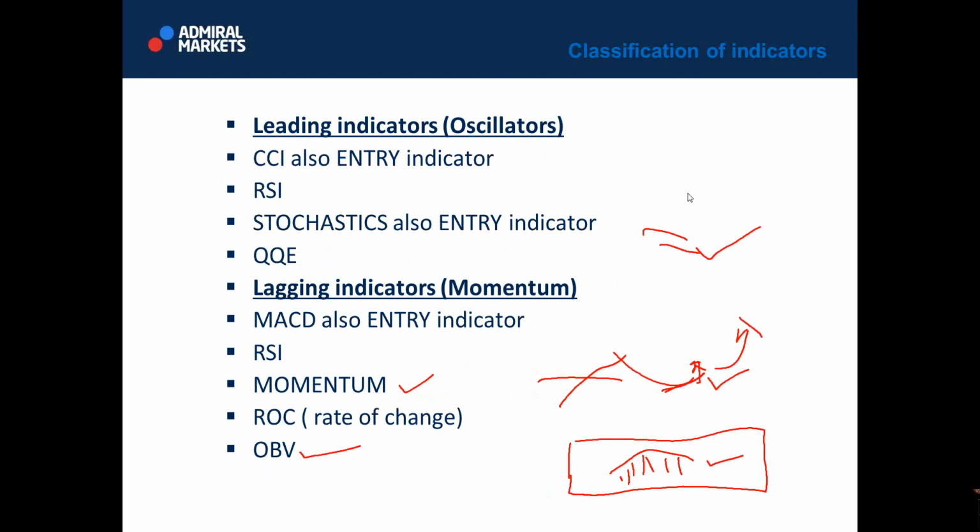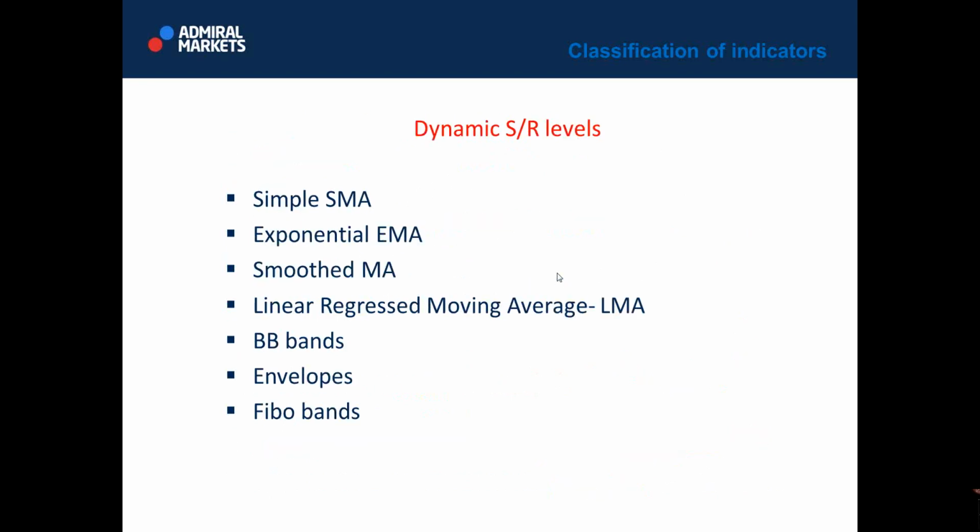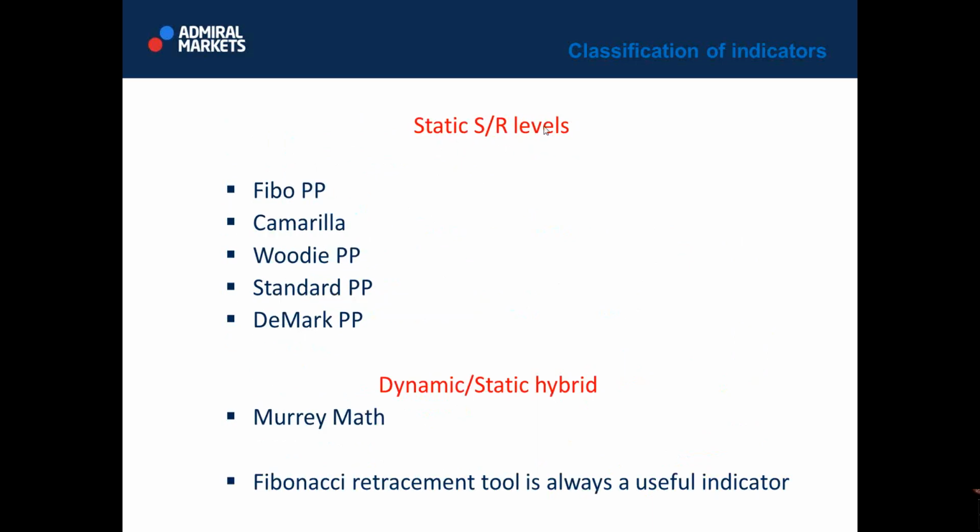So remember: leading indicators, entry indicators, lagging indicators, trend capturing indicators, dynamic support resistance indicators, static support resistance indicators, and hybrid, which is a combination of both. The Fibonacci retracement tool is always a useful indicator. It's always good to use if you know how to use it, and it can help you in multiple trading systems and trading methods.